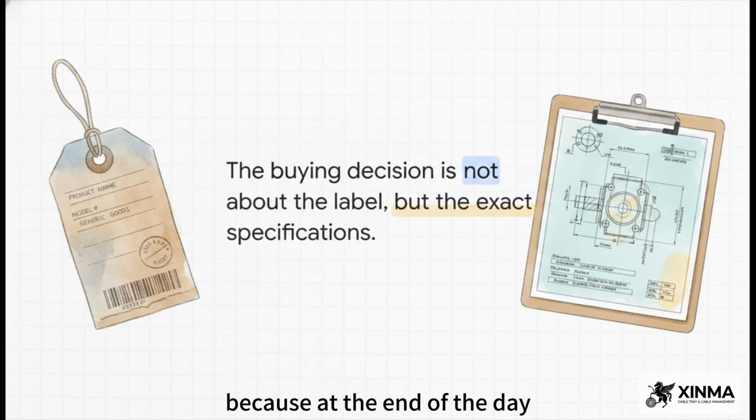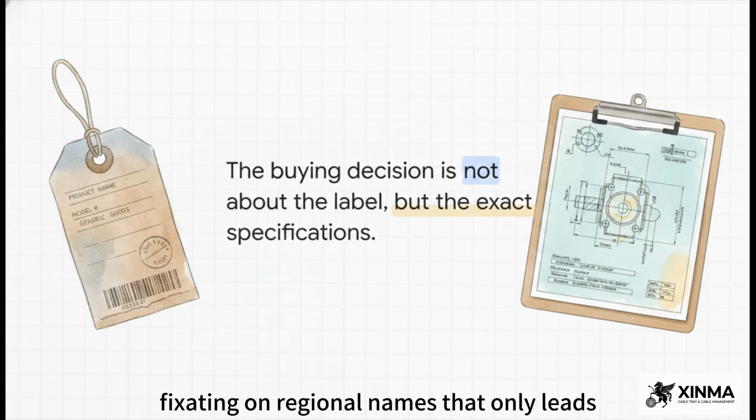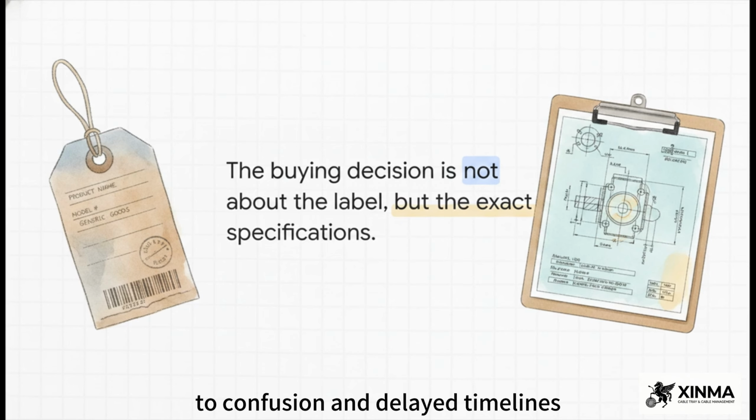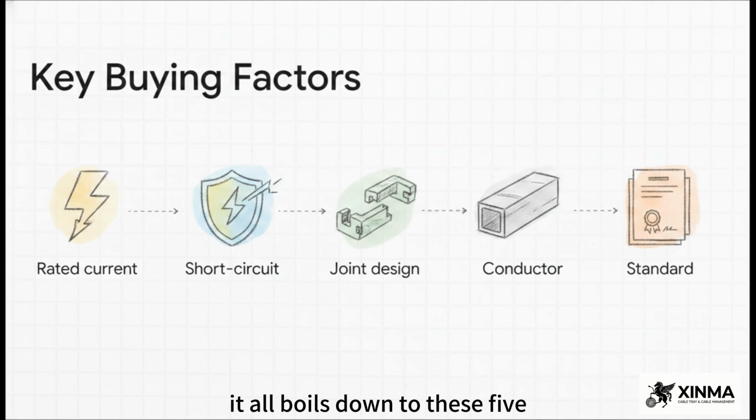Because at the end of the day, the buying decision is absolutely not about the label on the box. Fixating on regional names, that only leads to confusion and delayed timelines. Focusing on the actual standards and your system requirements, that is what actually guarantees a successful, safe project execution. Instead of the label, it all boils down to these 5 specific engineering criteria.